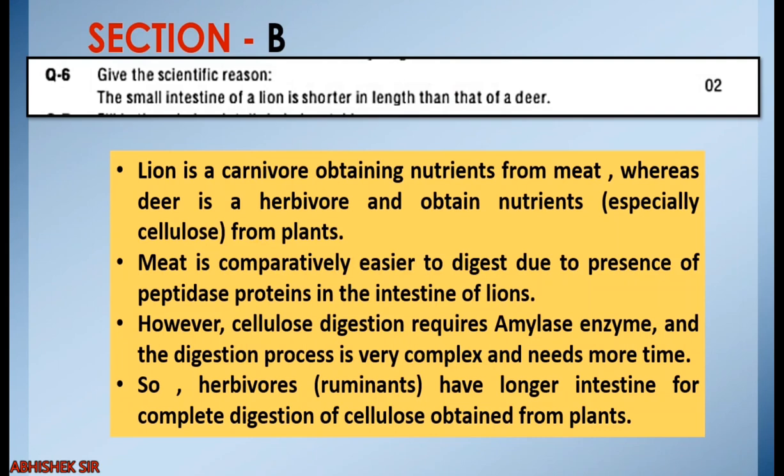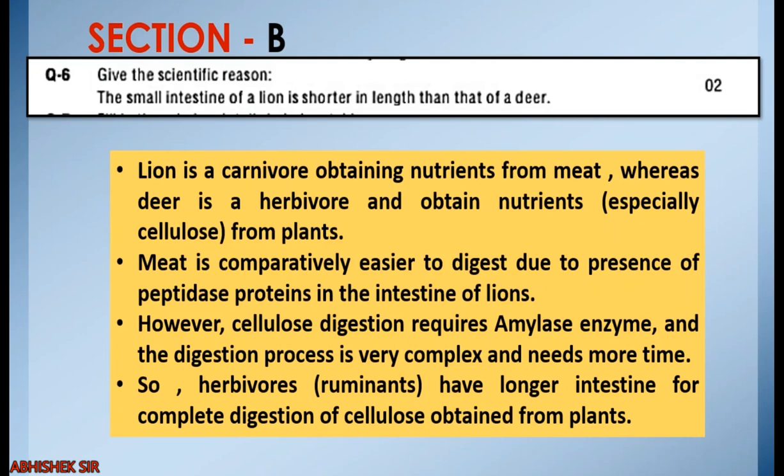We have section B over here, and question number 6 says: give the scientific reason why the small intestine of a lion is shorter in length than that of a deer. Now this question is of 2 marks, so maximum 4 points will be enough.